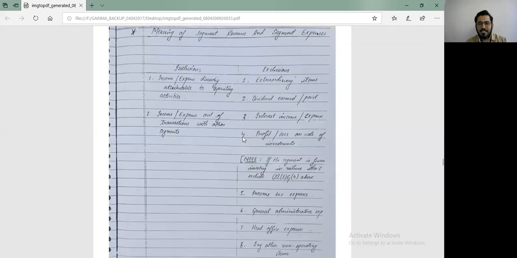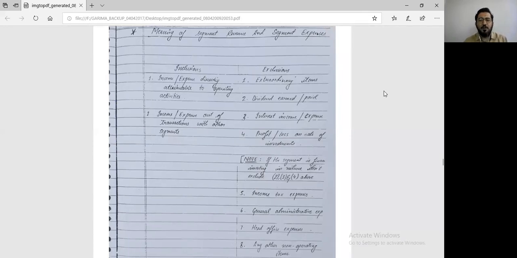Segment revenue and segment expenses will include income or expense directly attributable to operating activities. So whatever operating activities are there, if your income or expense is directly attributable to your operating activities, then that will be included in segment revenue and segment expense. Income and expenses out of transactions with other segments. So inter-segment incomes, inter-segment expenses, both will form part of your segment revenue and segment expense.